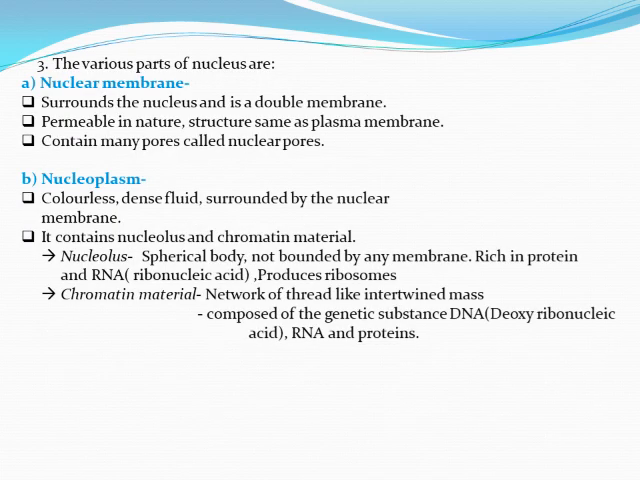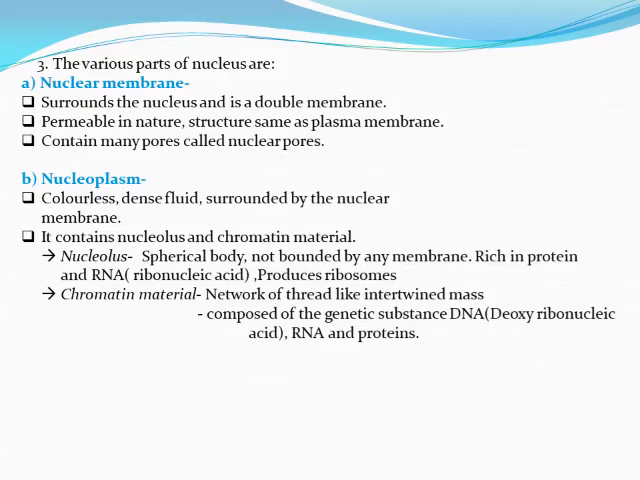Now, next question was, children, number 3, that is C3. Explain the various parts of the nucleus with a neat labeled diagram. Now, the various parts of the nucleus are, what are they? The nuclear membrane and the nucleoplasm. It is broadly classified into two parts mainly, nuclear membrane and nucleoplasm.